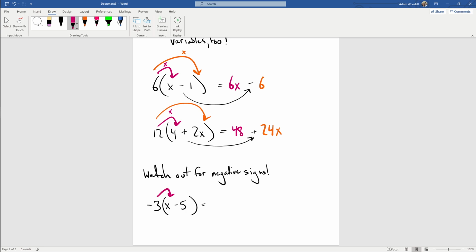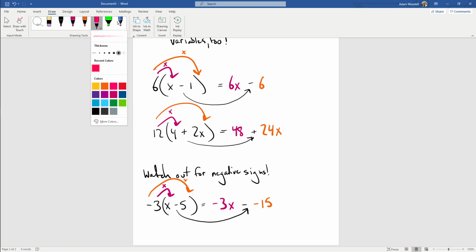We can start the same way, right? I know I'm going to do negative 3 times x. And I also know I'm going to do negative 3 times 5. So let's go do that real quick. Negative 3 times x is negative 3x. Negative 3 times 5 is negative 15. And again, that sign is still going to come back here. So I've got negative 3x minus negative 15, which is a little weird to think about.